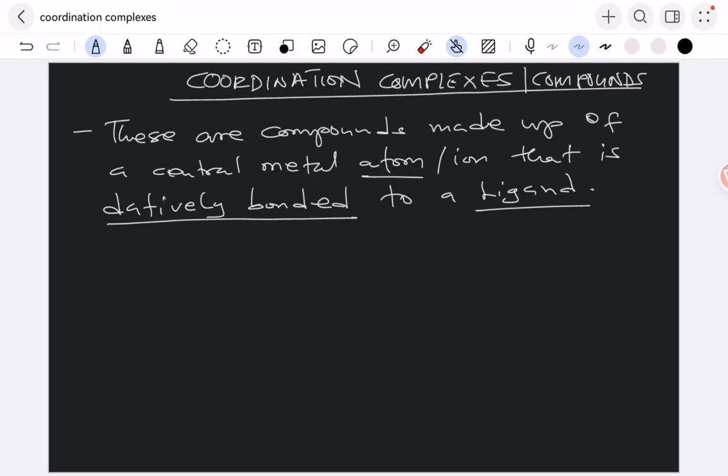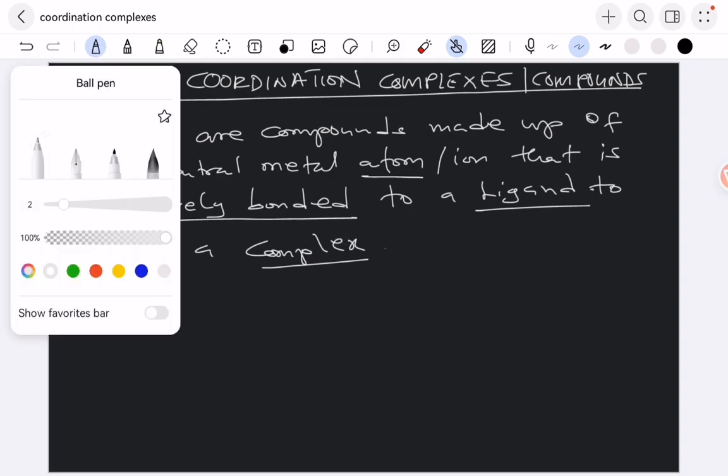I'm going to underline those key terms and then give more description about what those particular terms mean. So these are compounds made up of a central metal, which can be a metal or an ion, that is datively bonded to a ligand to form a complex, to form what is known as a complex.